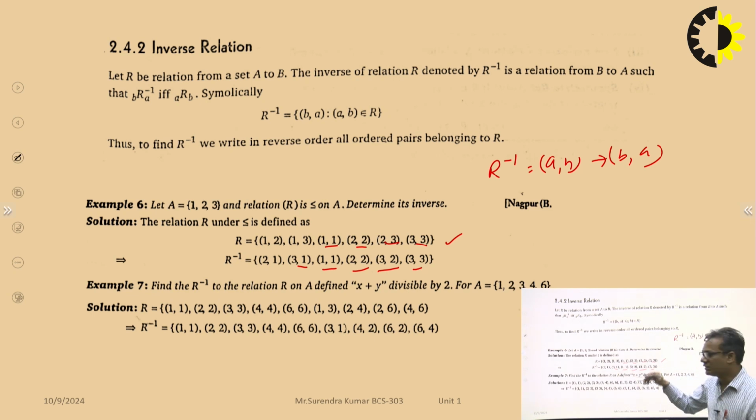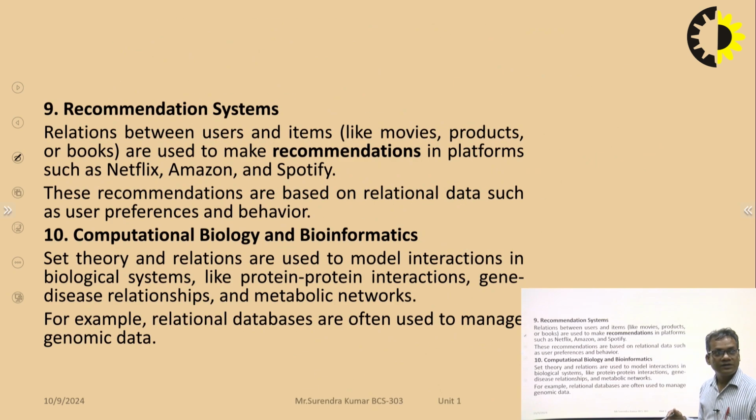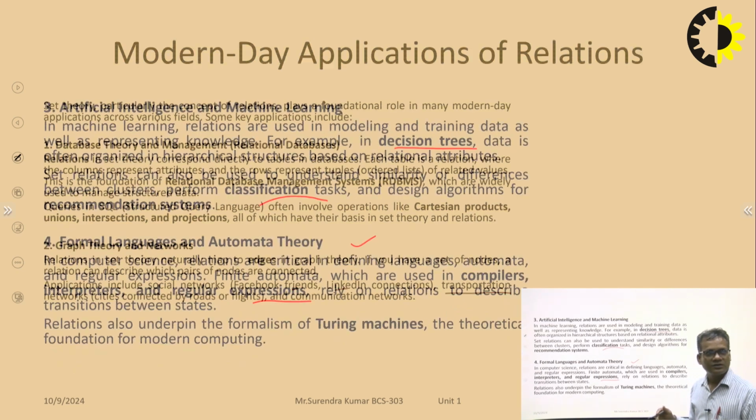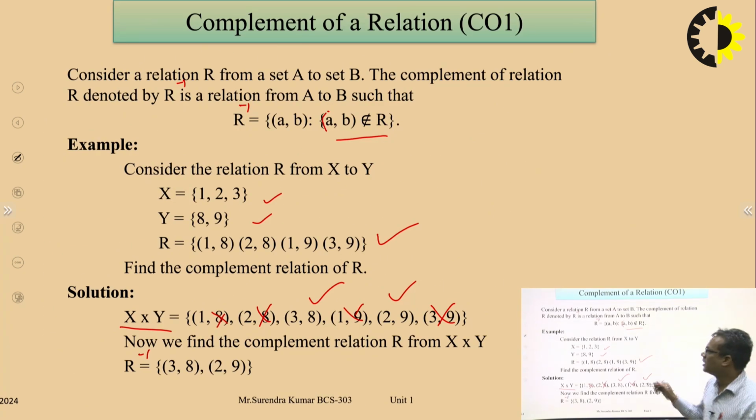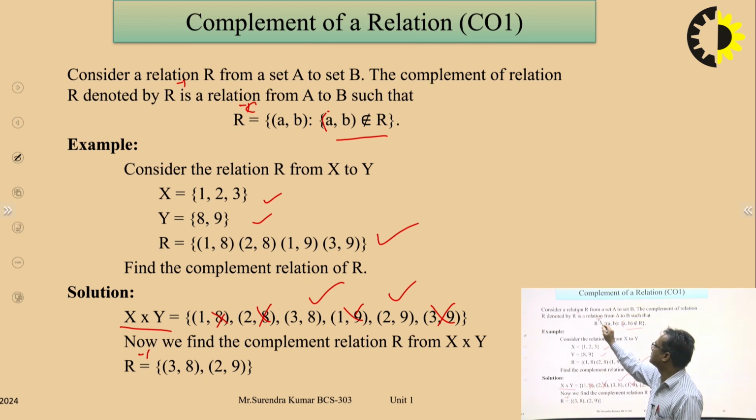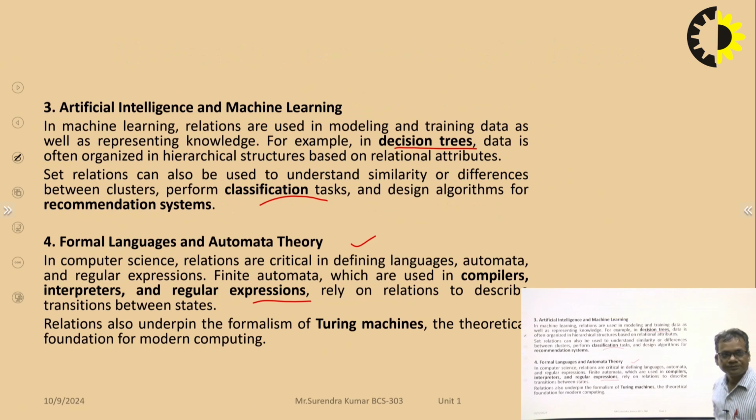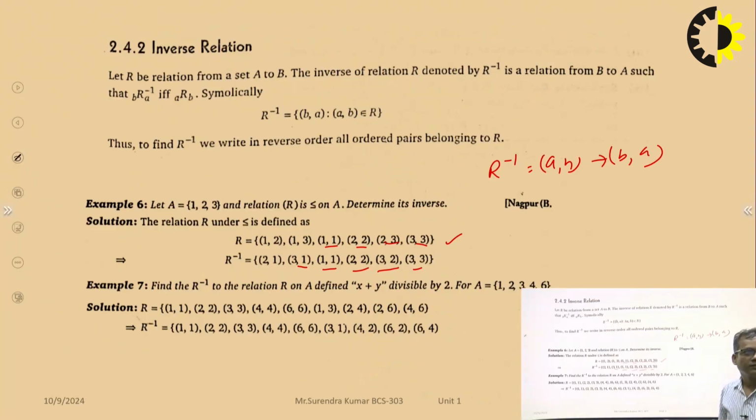I have previously given R inverse for the complement. You can change the notation with the help of C also, R^C. This is the complement, because both relations will be the same. So it is R^C, R complement, right?